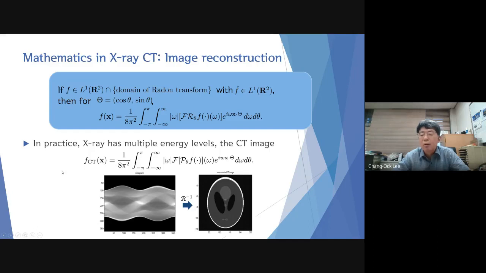From the phantom, or from the object, or from the source, we obtain this projected data. Sometimes we call this a sinogram, because it consists of curves like sine curves. This sinogram is obtained by multiple energy X-rays, and we apply the Radon inversion formula, just assuming that this is coming from a single energy X-ray. So instead of R, we put P here, the multiple energy projected data. Then we obtain these CT images.